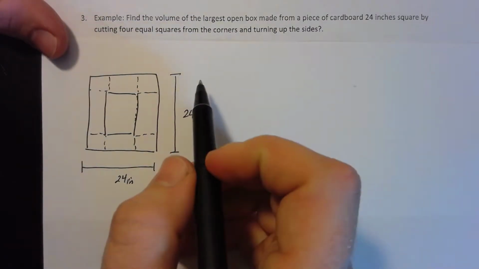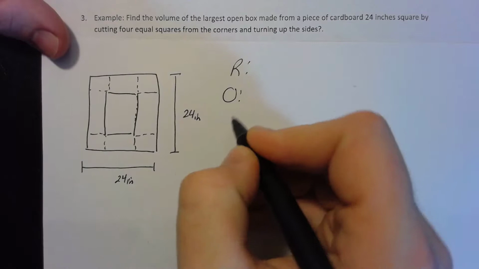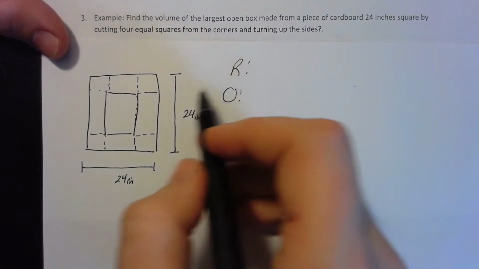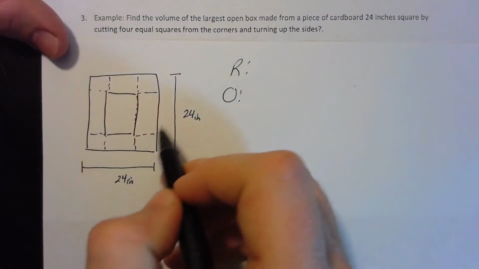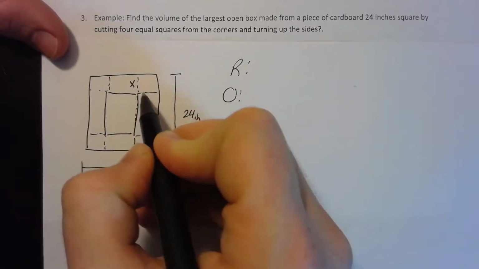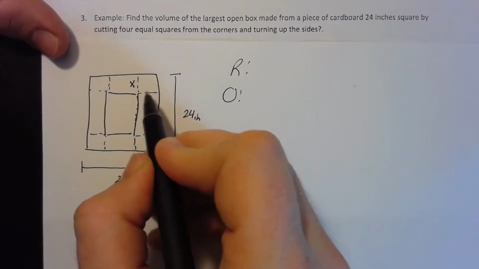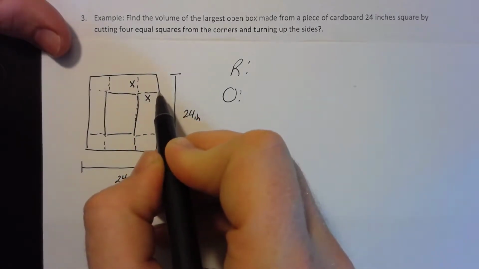So again, we need two different equations. We need a restriction equation and we need an optimization equation. Well, those equations have to be related in terms of this image. So the idea is I don't know how much of a space I want to cut out. So I'm going to go ahead and label this length as x, this length here as x as well.